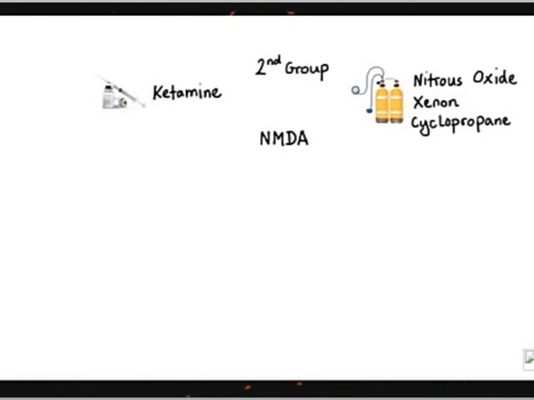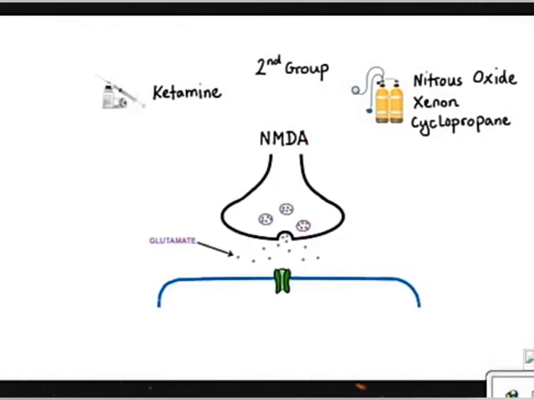NMDA receptors are located in the spinal cord and are crucial in pain modulation and processing. When the neurotransmitter glutamate binds to the NMDA receptor, it causes inflow of extracellular calcium into the postsynaptic neuron, which then activates a series of signaling molecules, causing the pain signal to increase and fire more frequently. Now, ketamine, nitrous oxide, xenon, and cyclopropane selectively inhibit NMDA receptors, which ultimately prevents or decreases neurotransmission of pain.